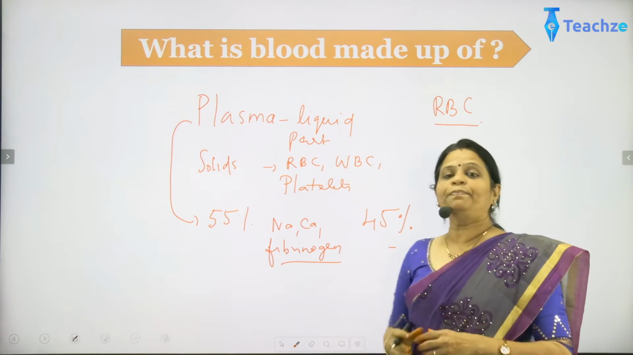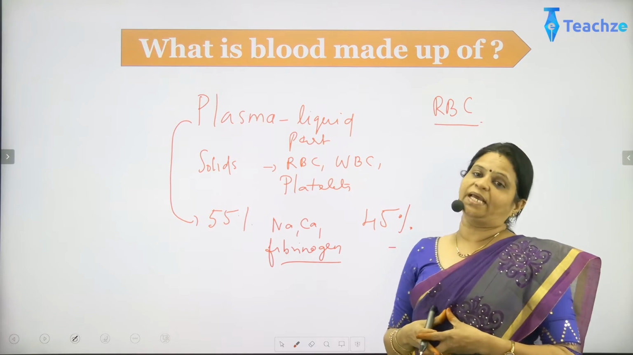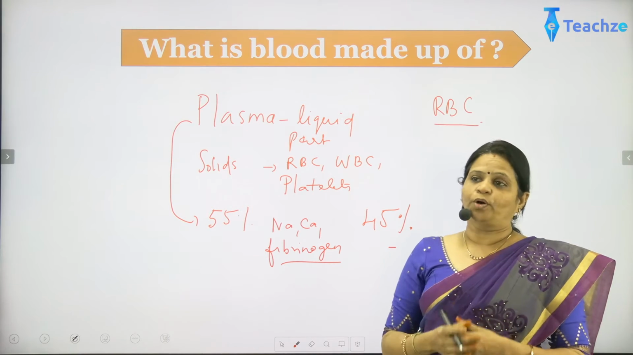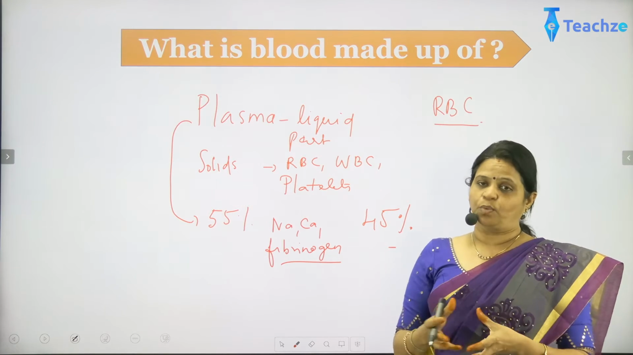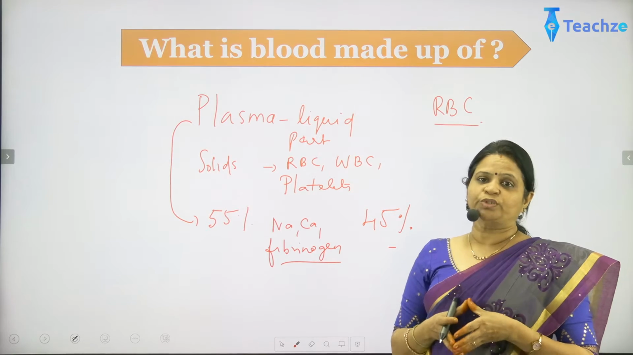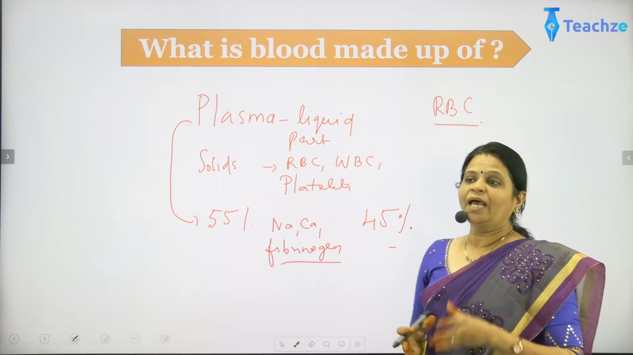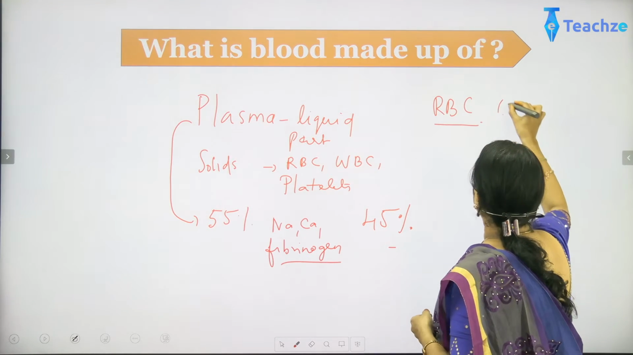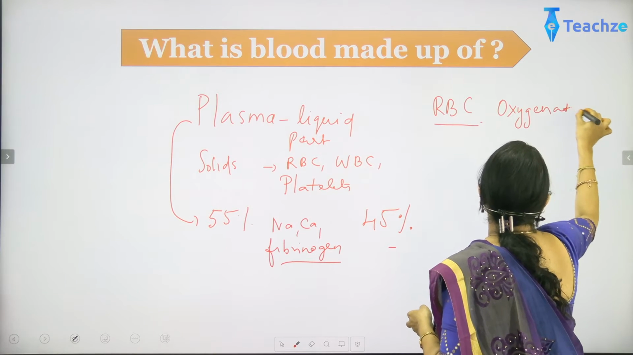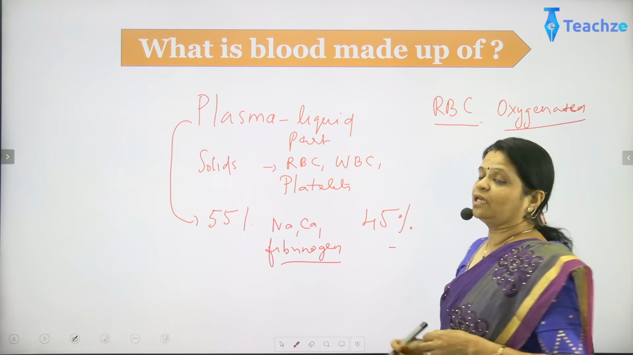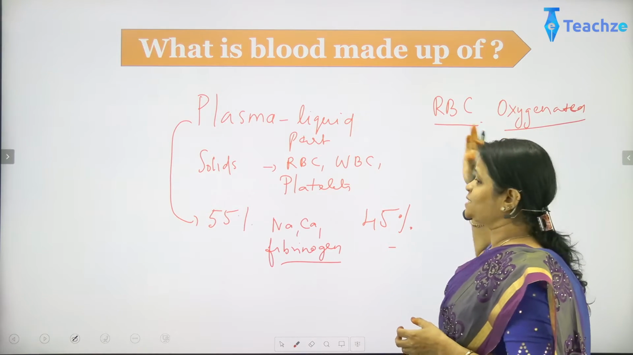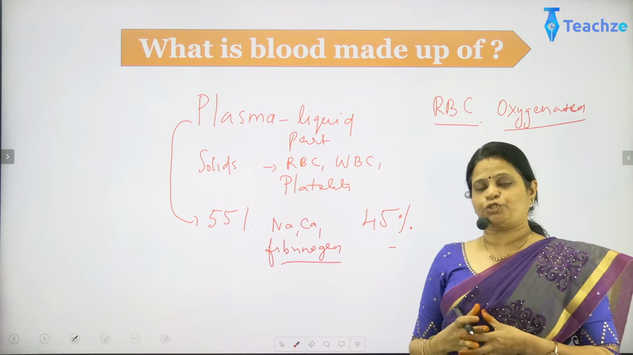RBCs are red blood corpuscles, otherwise called the erythrocytes. We already saw that. Now, why are RBCs very important? Because RBCs are the ones which pick up the oxygen from the blood capillaries through the lungs and circulate it through the entire body in the form of oxygenated blood. The pickup of oxygen is very important because oxygen is necessary for all the tissues to survive. So the first and foremost function is the transportation of oxygen.